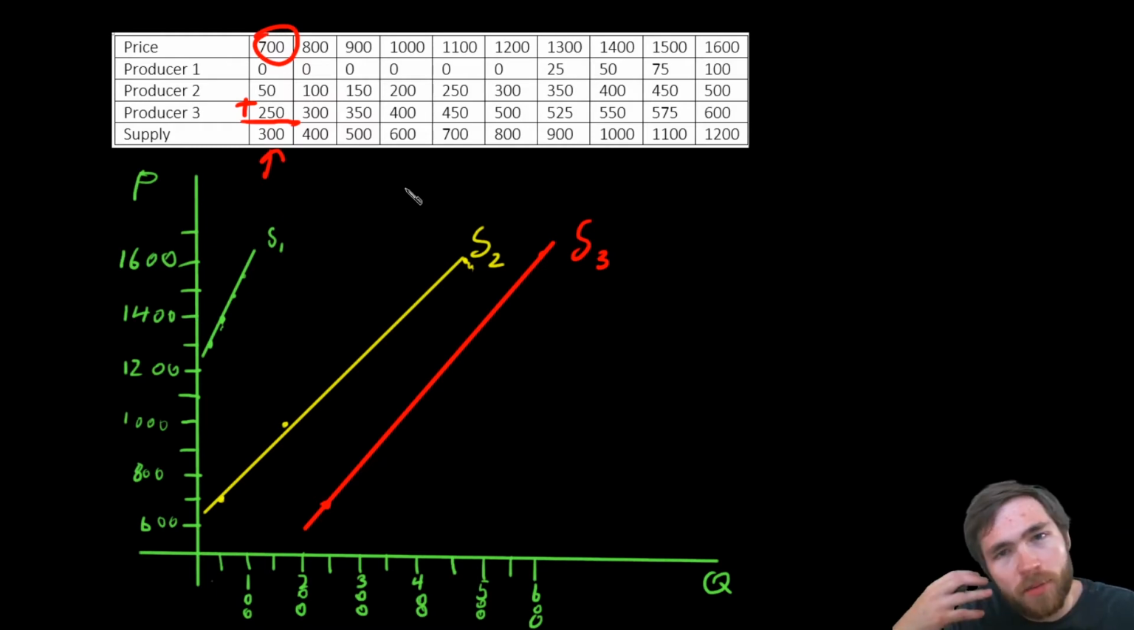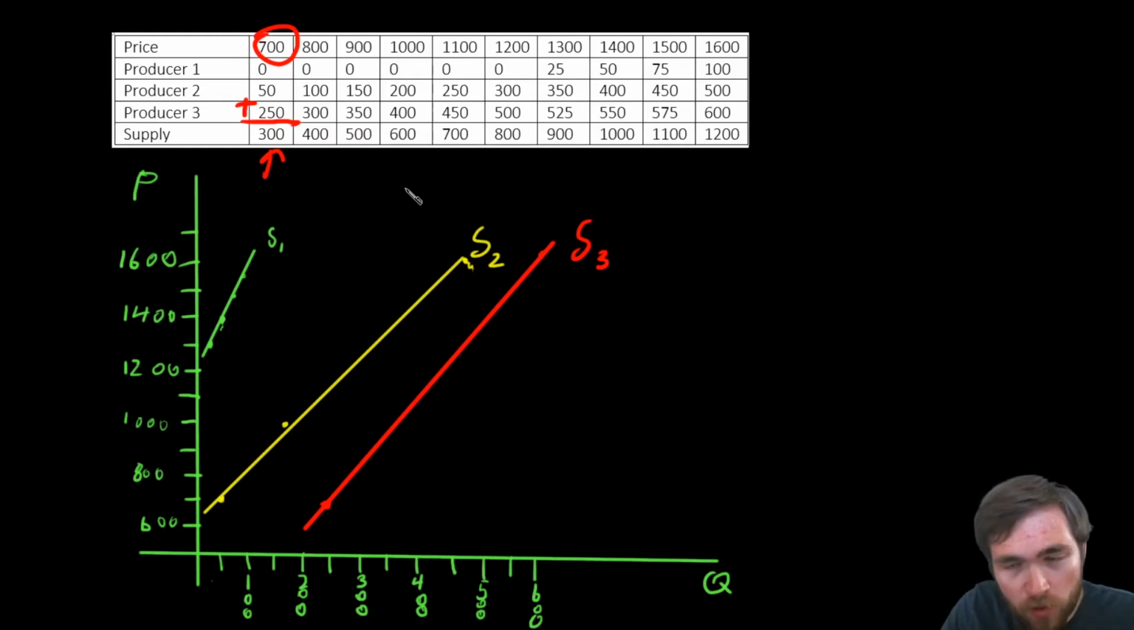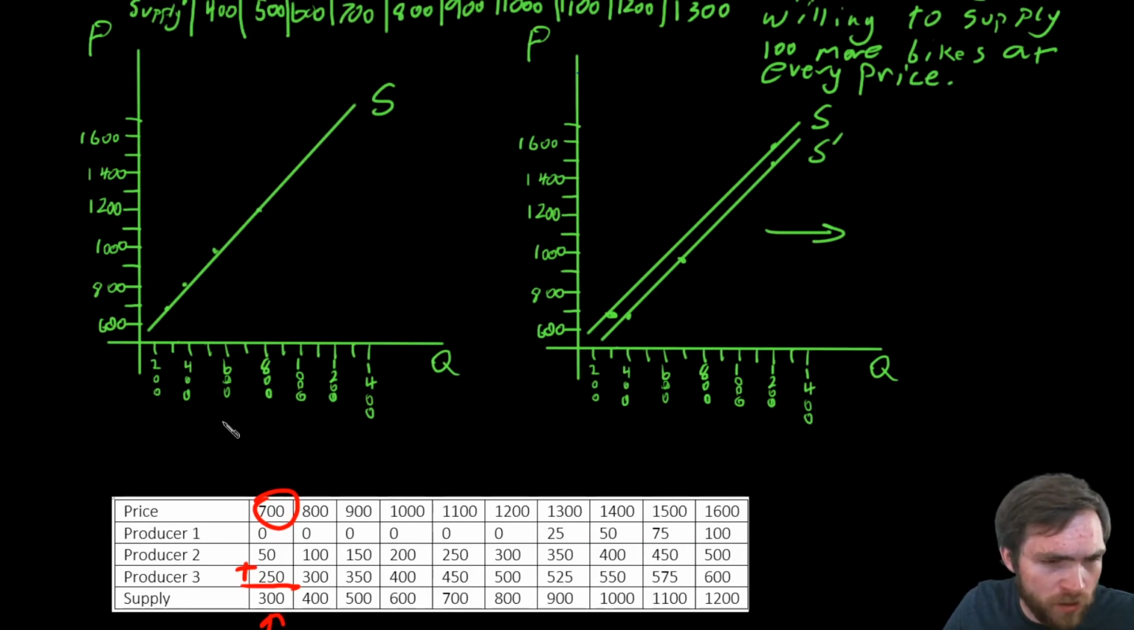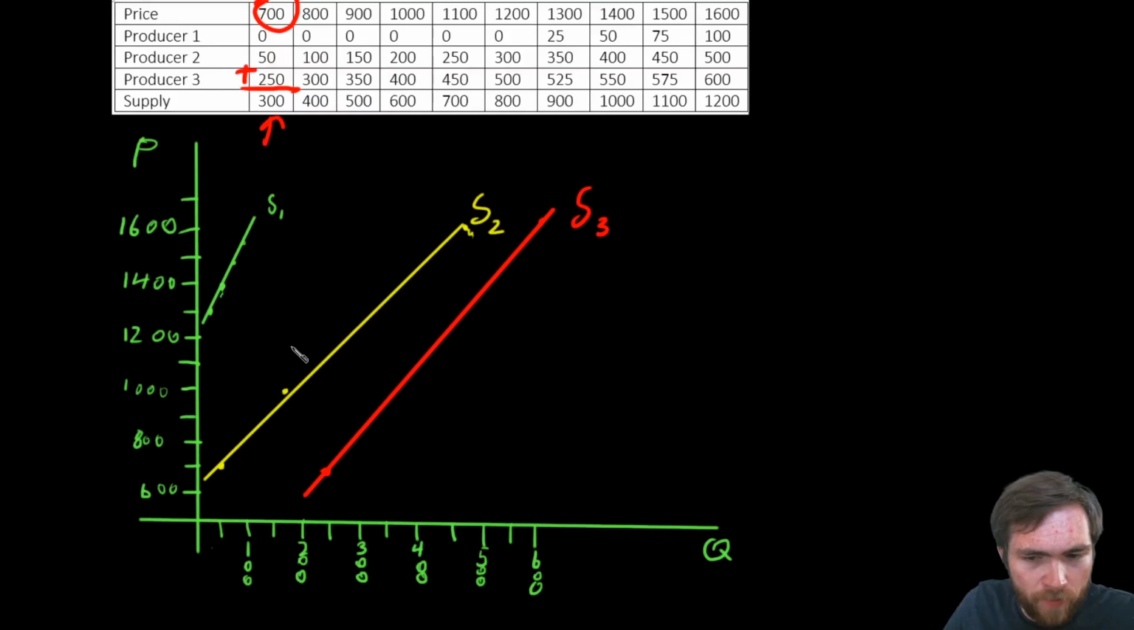And so it's important to keep these two concepts of individual supply curves and the market supply curve kind of separated. Notice here that each individual producer supply curve is upward sloping, just like in the first example here where the whole market curve is upward sloping.